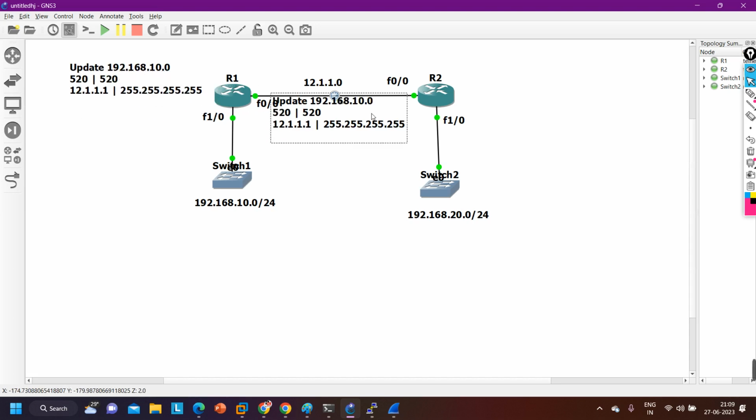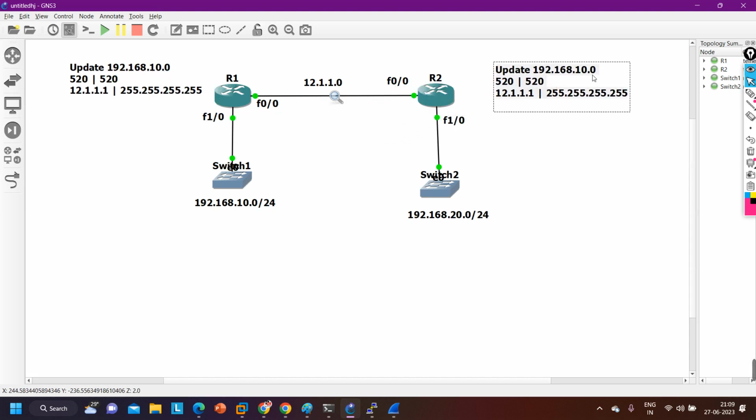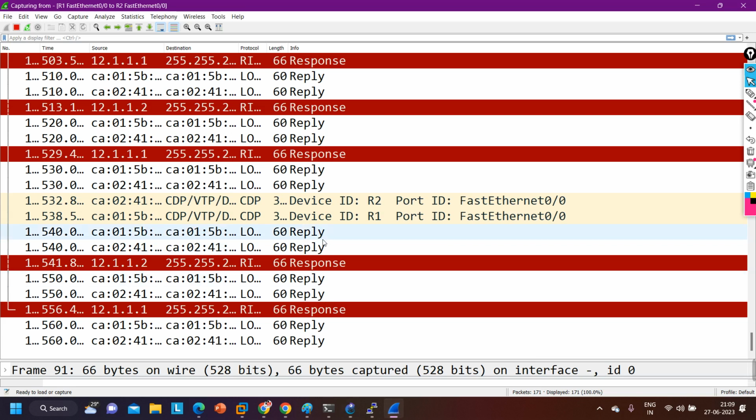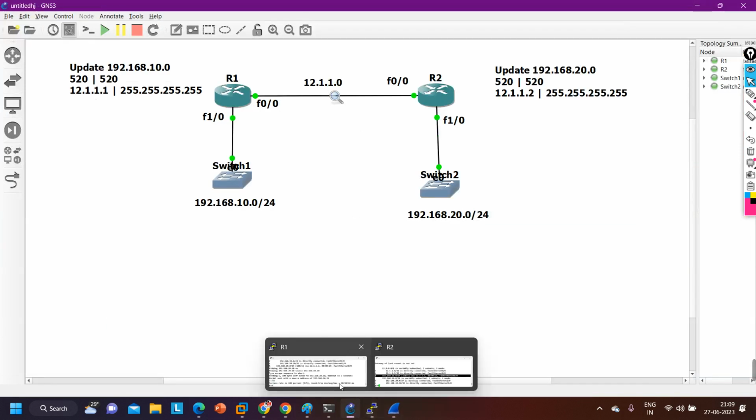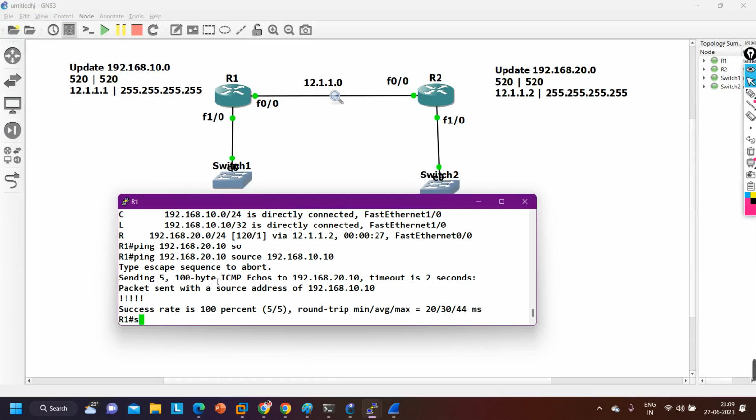Right? And this is how router 2 will also generate the update message, where it will include which network information? 20.0. Source IP will be 12.2. Destination will be broadcast. Yes, and here also you are able to see this information. And this is how both routers have built their routing table.